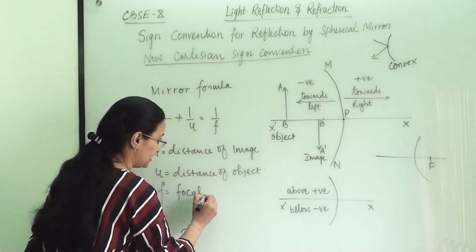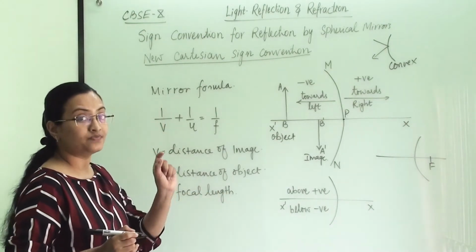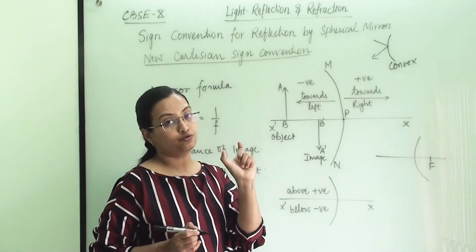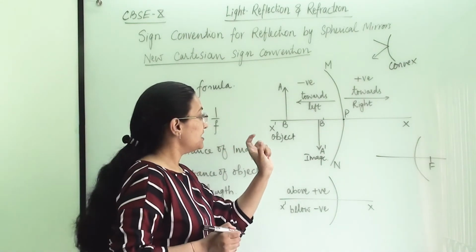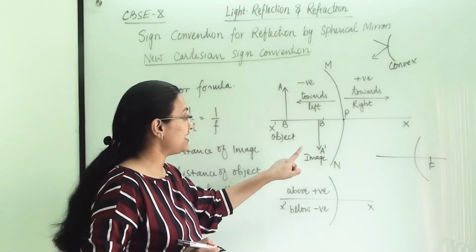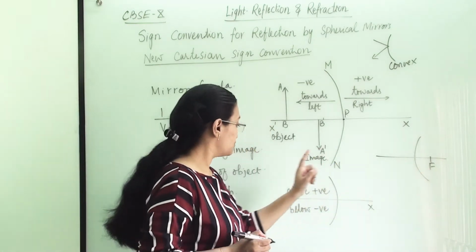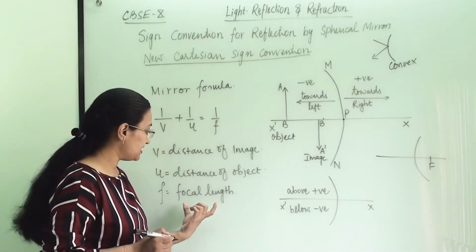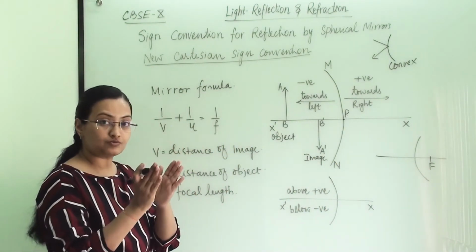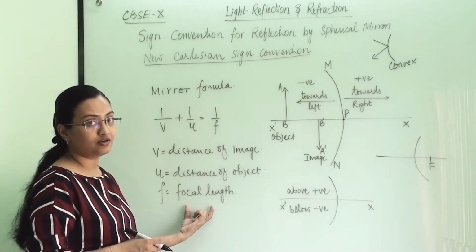F is the focal length. What is a focal length? Focal length is the distance between the pole P and the focus point. The focus point is in front of the mirror for a concave mirror, and it will be behind the mirror for a convex mirror. So that is the focus point, and the distance between the focus point and the pole P is our focal length.